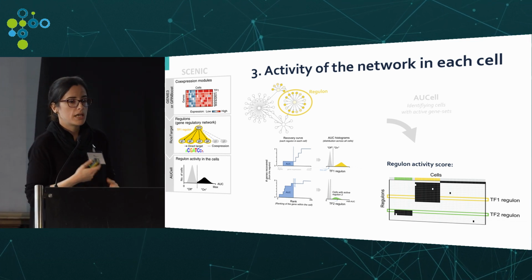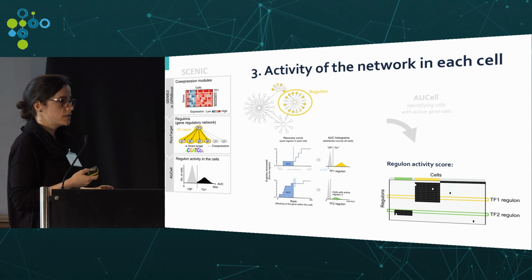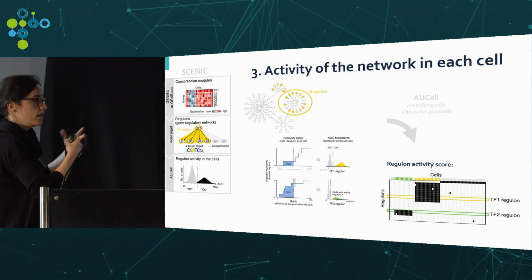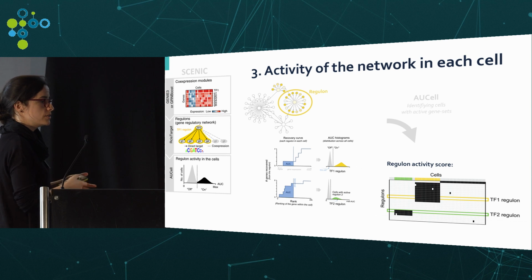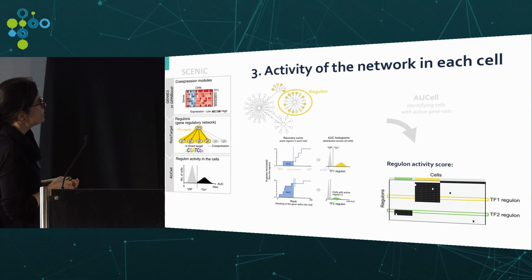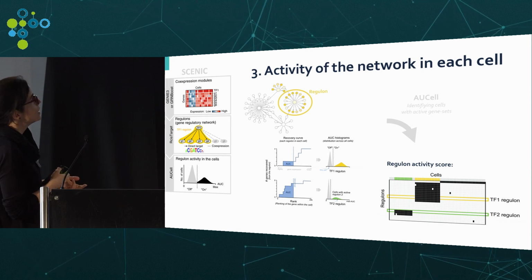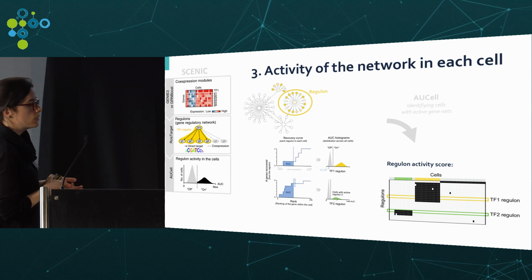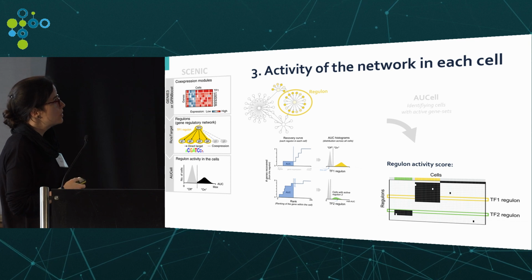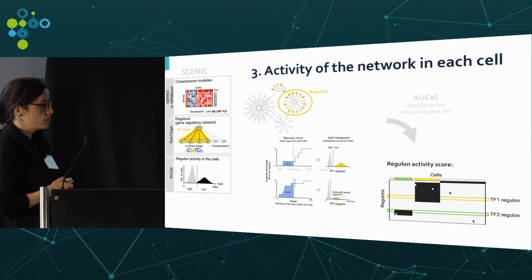In order to score the activity of the network in each cell, what we do is take each of these regulons and look at the global expression activity in each cell across the whole regulon. That way we can get activity distributions and detect those regulons that are likely active in a cell type compared to the regulons that are active in another cell type. This regulon activity score is represented in a matrix where we have the regulons as rows and cells as columns.